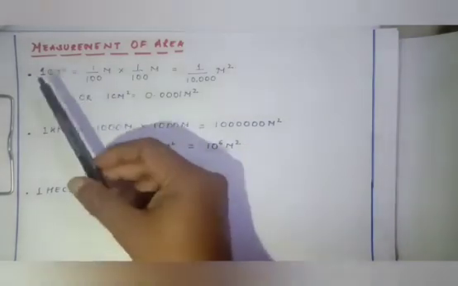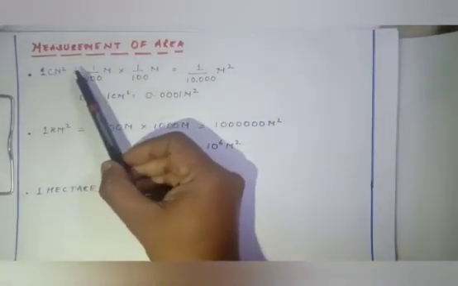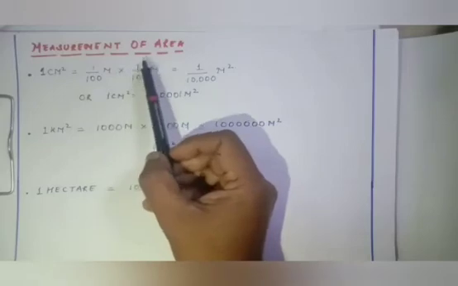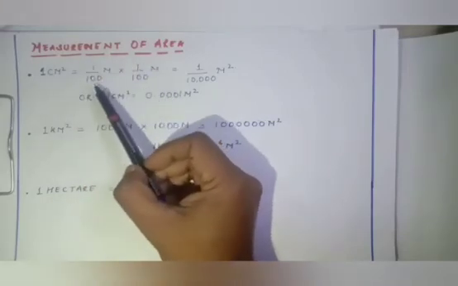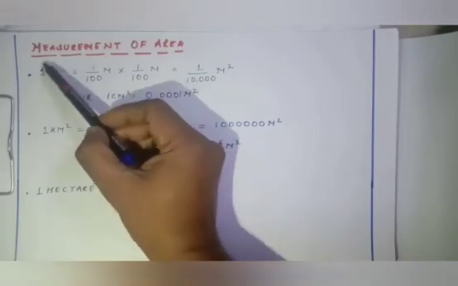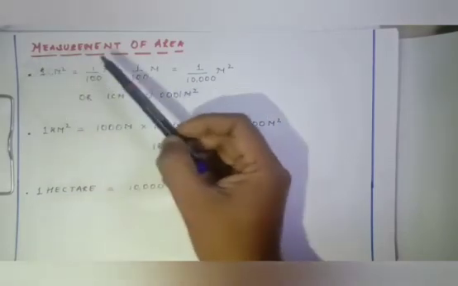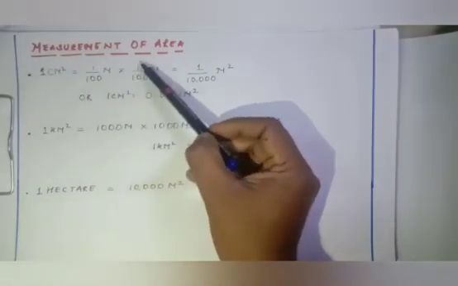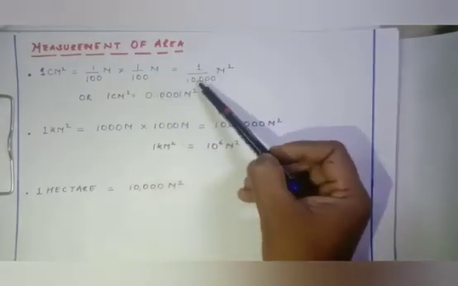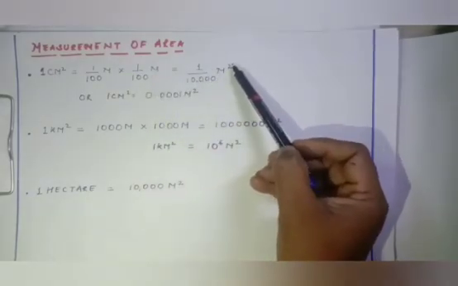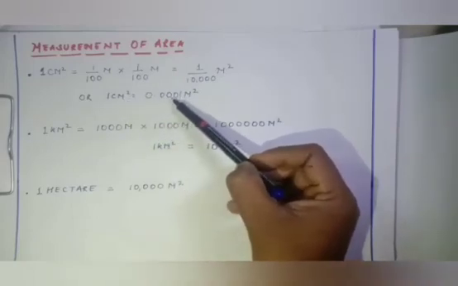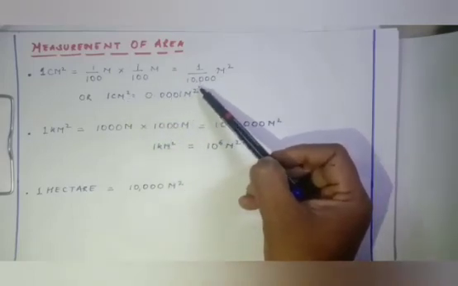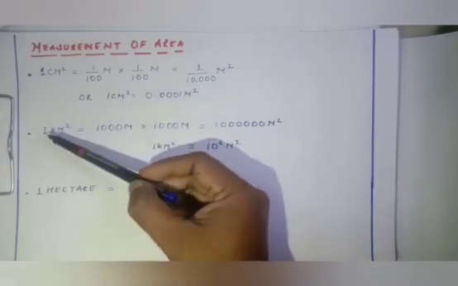So let us see. 1 centimeter square is equal to 1 upon 100 meter into 1 upon 100 meter. Since 1 centimeter is equal to 1 upon 100 meter, so over here 1 centimeter square is given. So 1 upon 100 meter into 1 upon 100 meter is equal to 1 upon 10,000 meter square, or 1 centimeter square is equal to 0.0001 meter square. Let us come to another one.